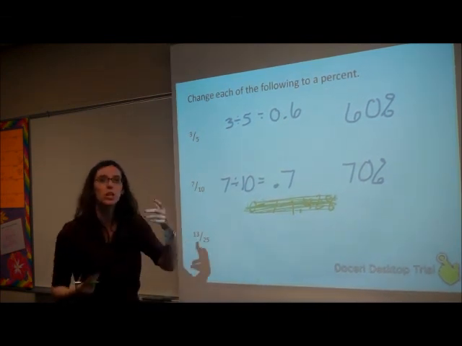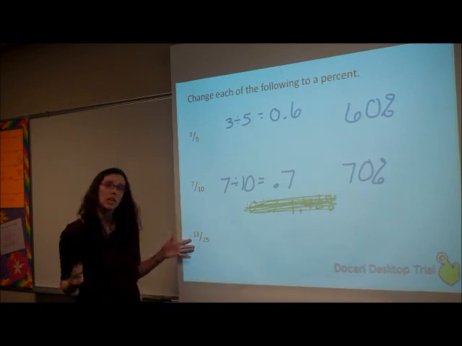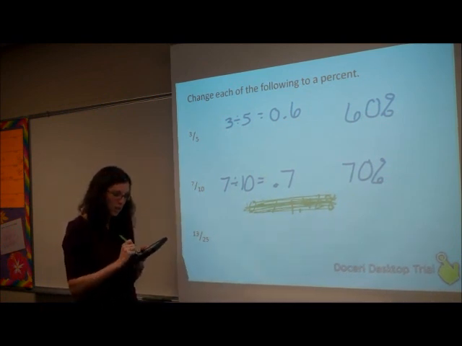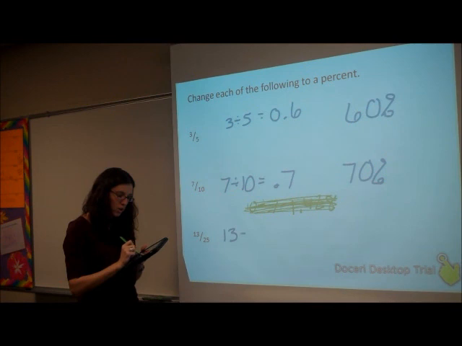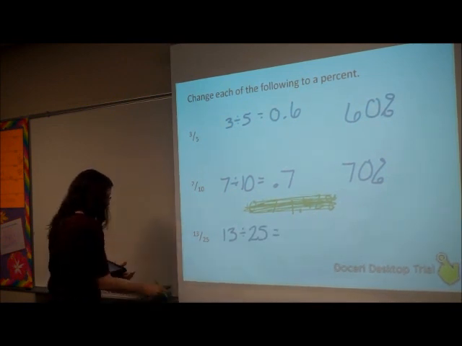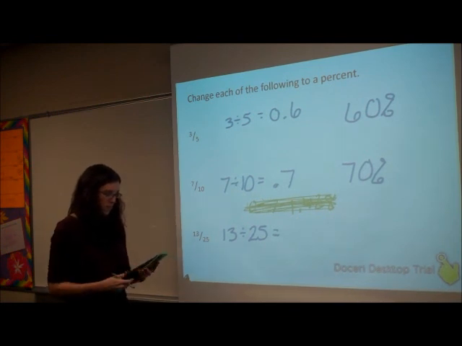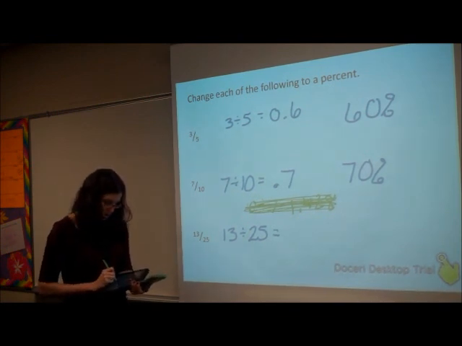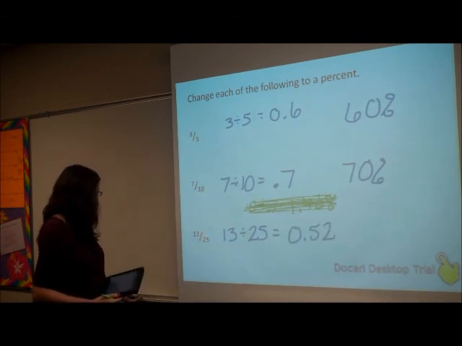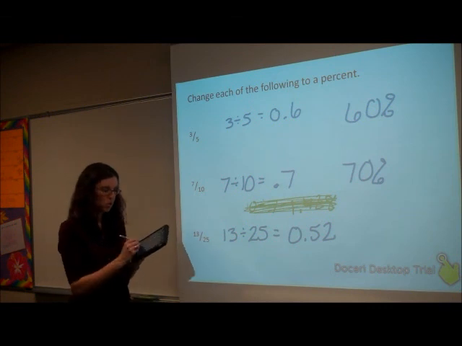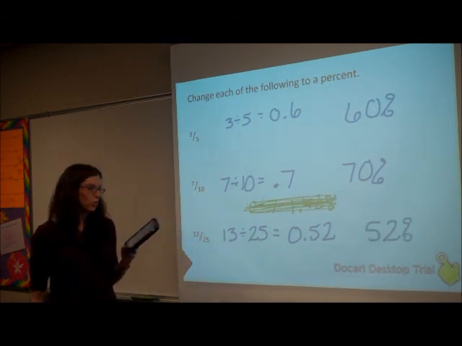Alright, so going back to working these out correctly, we have 13 over 25. We want to take our numerator and divide it by the denominator. This one gives me 0.52. So multiplying by 100, or moving my decimal, I get 52%.